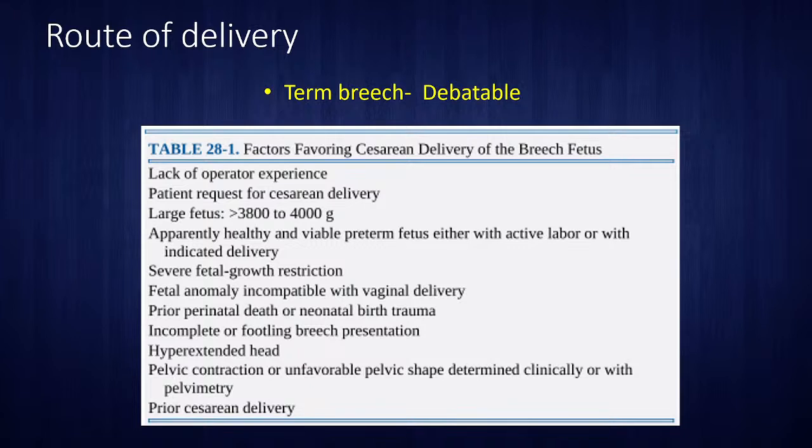Patient requesting cesarean section, large fetus, and if it is a preterm fetus, then you should go for cesarean section, particularly when the fetus is viable. Also growth restriction if it is marked, anomalies present, prior perinatal death or birth trauma during delivery, incomplete or footling breech presentation, hyperextended head, pelvic contraction or prior cesarean delivery. In these cases, the breech presentation patient should undergo cesarean section.